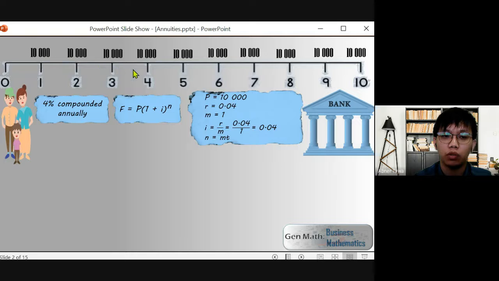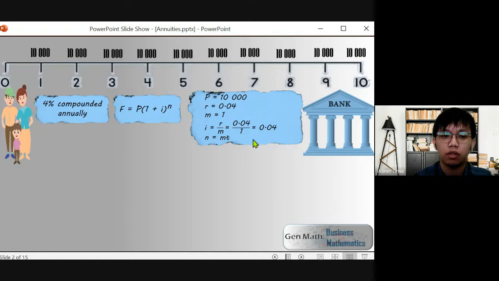It will be 1, 2, 3, 4, 5, 6, 7, 8. Only 8 years. And of course, when we talk about length of time, that should be expressed in terms of years. So if the length of time is expressed in terms of months, we need to convert or find the equivalent of that months in years.